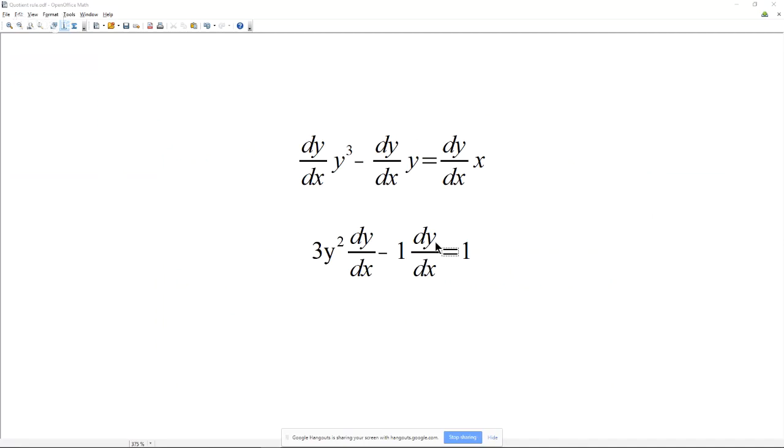Okay, and so this is because this is being with respect to x. That's why. But this dy dx of x is with respect to x, so this is actually equal to 1. So this one is 3y squared, but it's still a dy because it's with respect to x, right? And same thing over here.